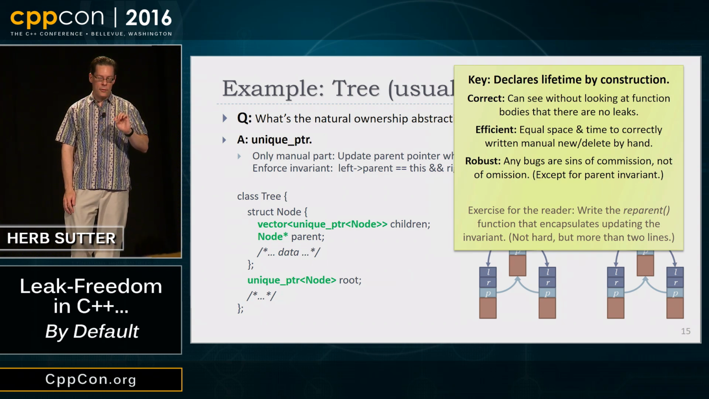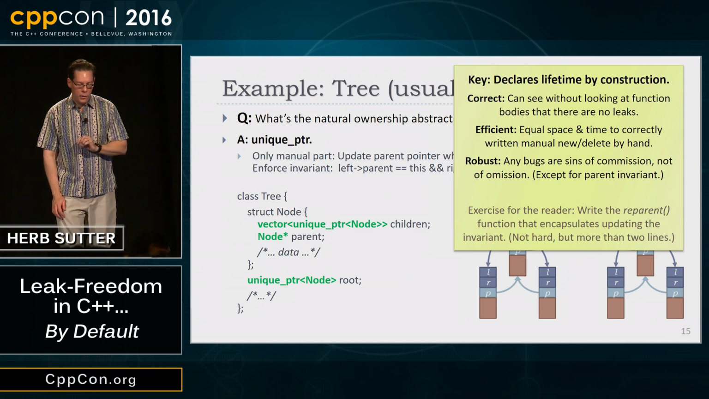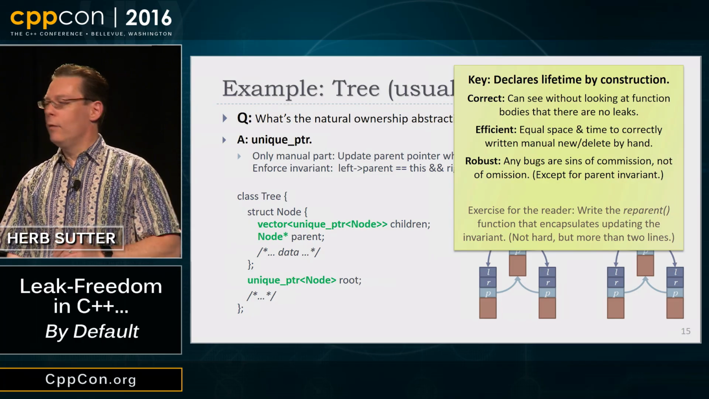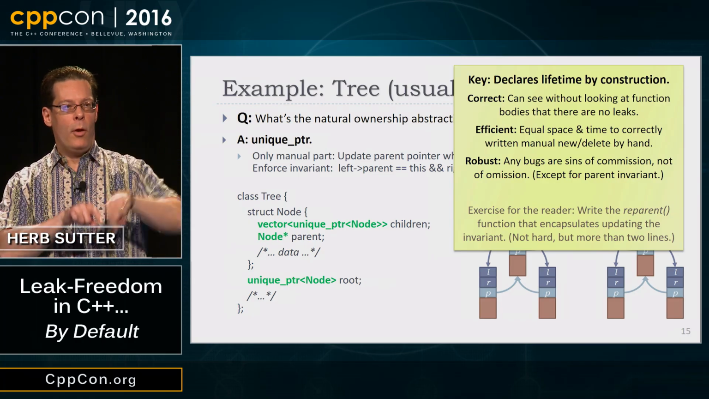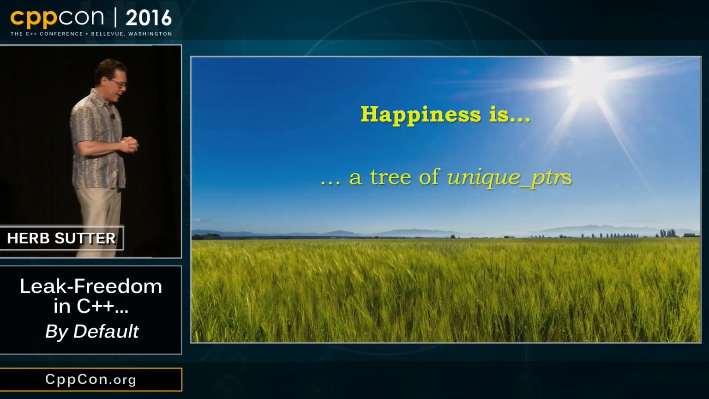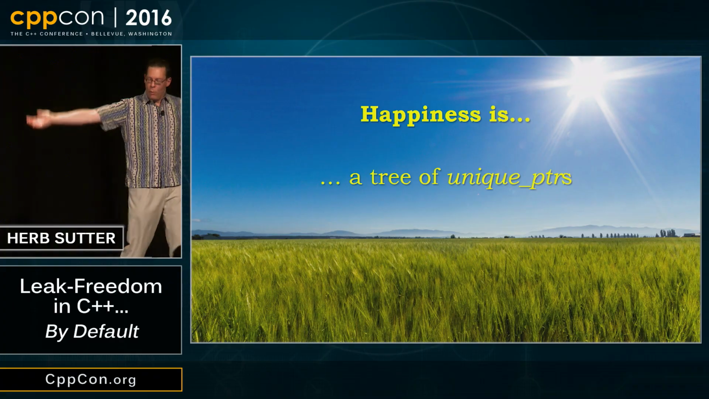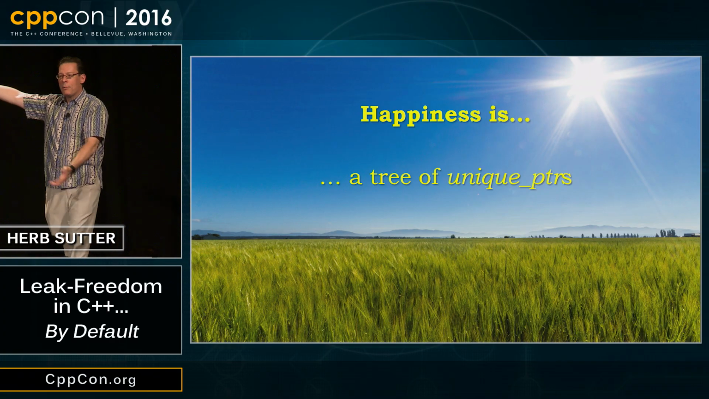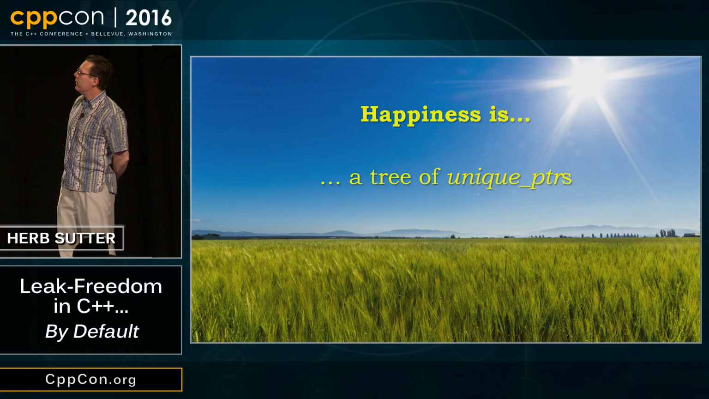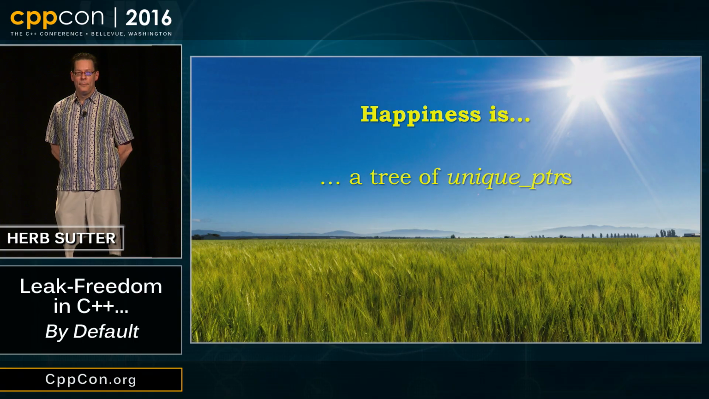And as an exercise for the reader, write the reparent function that encapsulates updating the invariant. It's not that hard, but it's more than a couple of lines. And then you make sure that the pointer to the parent is the same as the pointer down. And before I take a question, I'm going to say, that's perfect. There's nothing wrong with that. You should just go ship that in production software of any scalable size. Happiness is a tree of unique pointers.